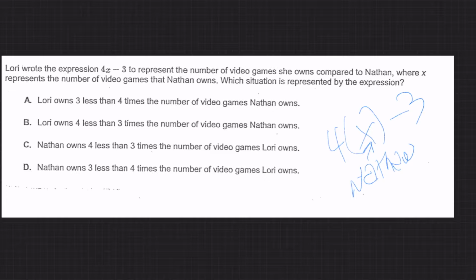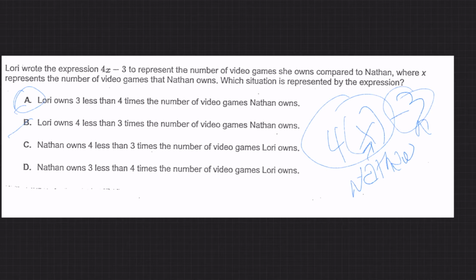Are we saying that A, Lori owns 3 less than 4 times the number of video games Nathan owns? Well, she does own 3 less than 4 times what he owns. So to me, that sounds pretty good right there. Let's go to the next one. Lori owns 4 less. No, she doesn't own 4 less of anything. She owns 3 less, so that's wrong. Nathan owns 4 less. No, he doesn't. And then letter D says Nathan owns 3 less than 4 times the number of video games Lori owns. No, she owns 4 times the number he owns minus 3. So the only possible answer here is A.